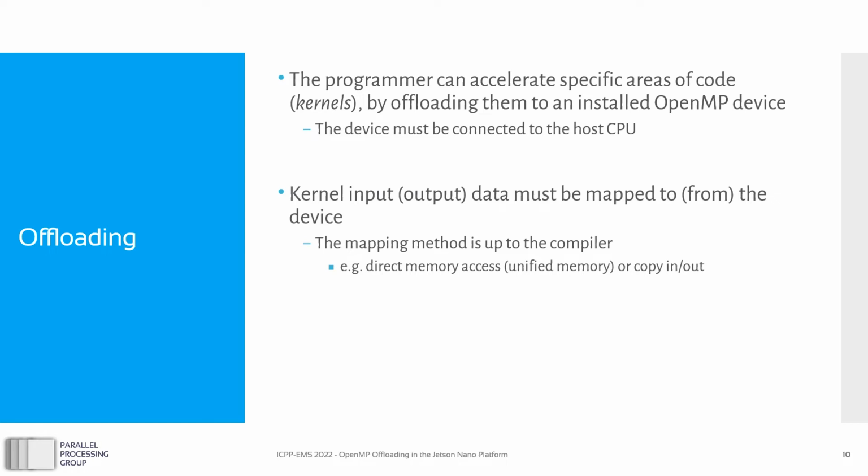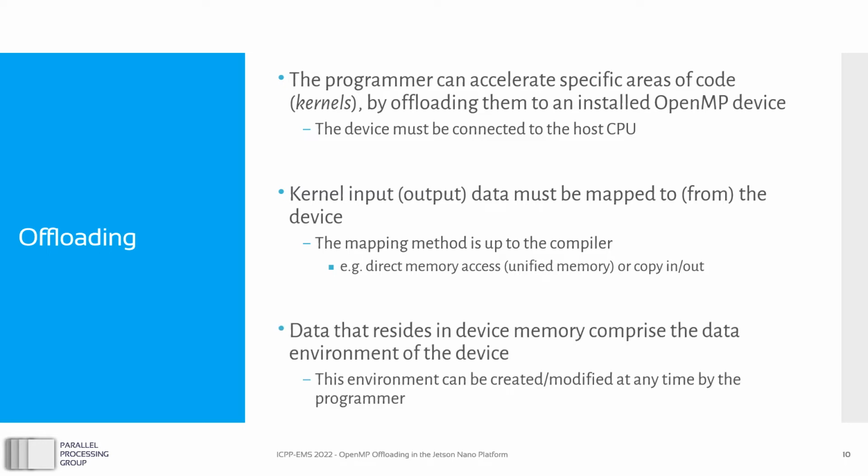Data needed by a kernel must be mapped as to or from, depending on whether they are used as input or output. The compiler decides which mapping method to use. For example, it can use unified memory and allow direct memory access, or it can use copying. All data that reside in device memory form the data environment of the device. This environment can be created or modified at any time by the programmer.